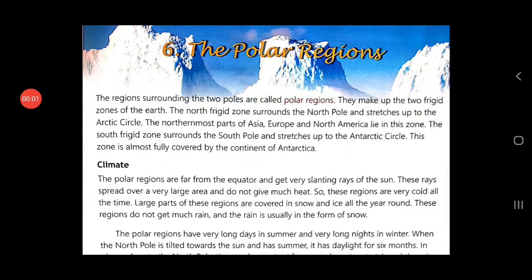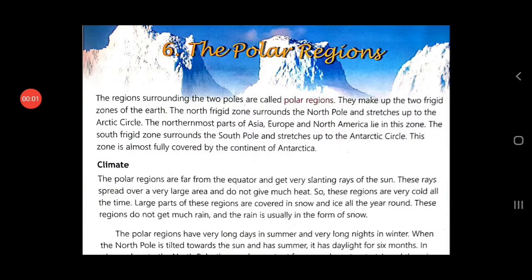The northernmost parts of Asia, Europe and North America lie in this zone. Here they are talking about three continents: Asia, Europe and North America. The northernmost part of these three continents lies in this zone, that means it lies in the frigid zone.